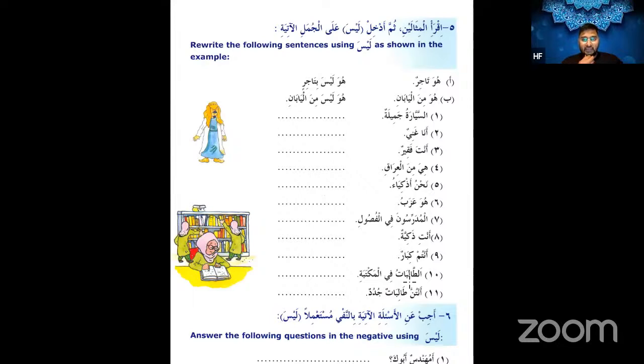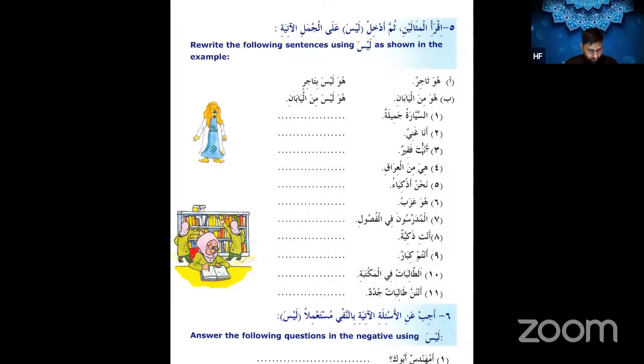So I want you to do exercise number 5, because this exercise is something which we have done already, and I think she was absent from that class. Exercise 5 is: rewrite the following sentence using laysa as shown in the example. Huwa tajirun, huwa laysa bitajirin. We put laysa in the middle and make it laysa bitajirin. Huwa min al-yabani, huwa laysa min al-yabani. So continue, please.